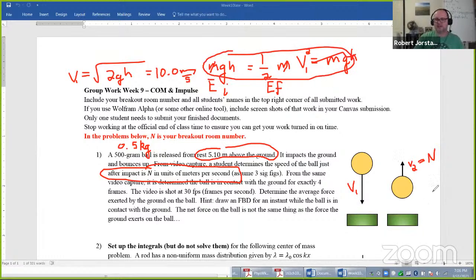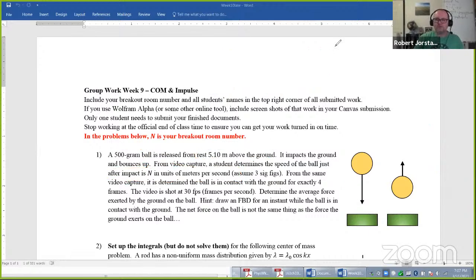Now, if you had the earlier class, you could have used this same relationship, except I think for the earlier class, I gave you the height final. So for the earlier class, you'd actually be using this energy equation to figure out V2. So in short, we know this number is 10 meters per second from an energy problem. And we know this one is n meters per second from the problem statement. Again, for the earlier class, maybe I gave you the 10 and you had to figure out the n instead.